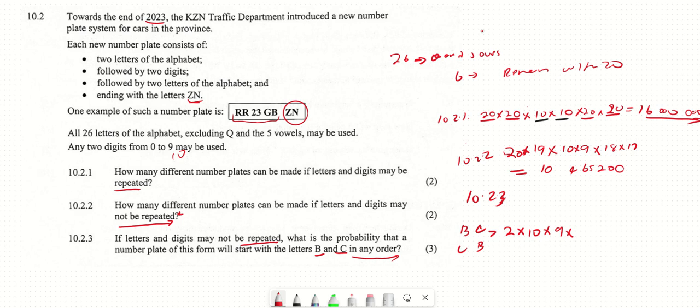Then now the letters. Because I've chosen 2 already, out of those 20, I can choose out of 18 for the third one and choose out of 17 for the fourth one. Then now I have 2 by 10 by 9 by 18 by 17, which this makes it 55080.